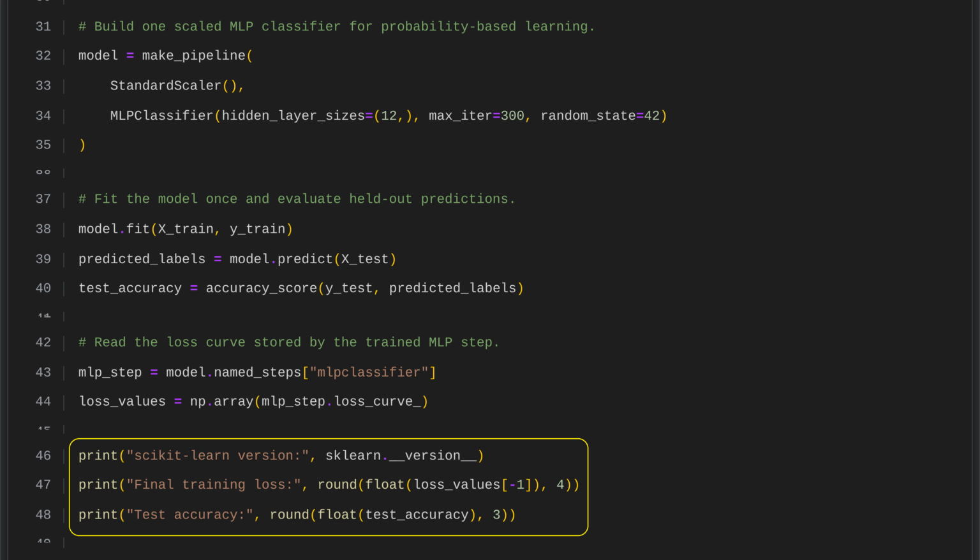The output summarizes the model run by showing the Scikit-Learn version for reproducibility, the final training loss rounded for readability, and the test accuracy as the share of correct predictions. Together, these values give a quick check of compatibility and overall model performance.